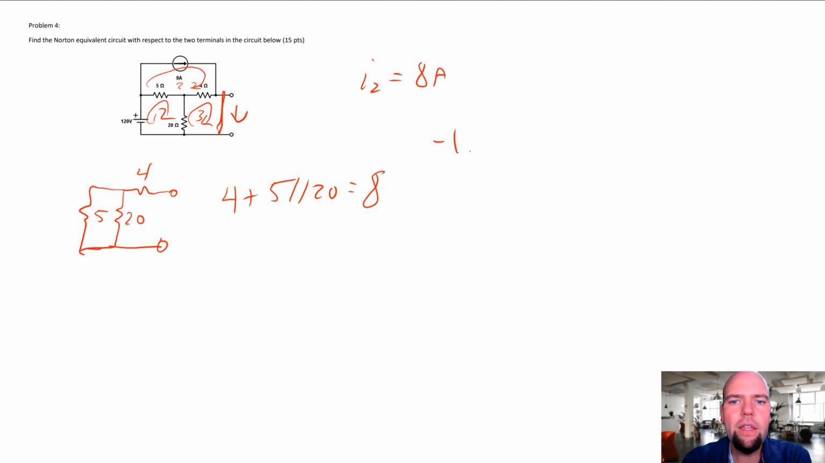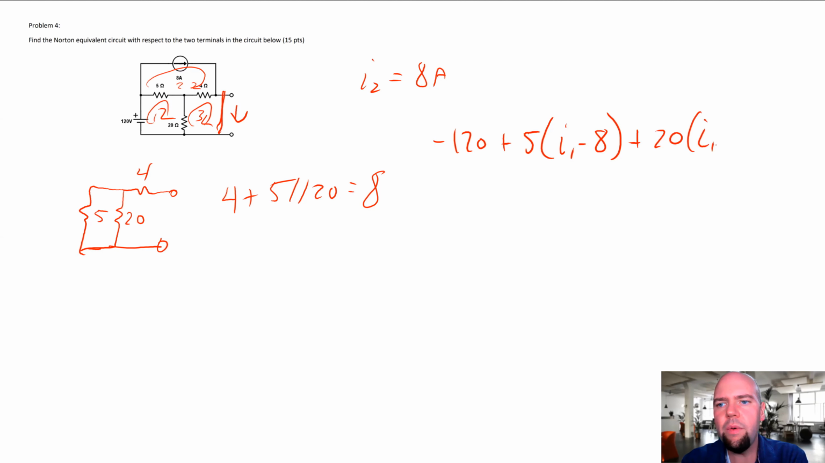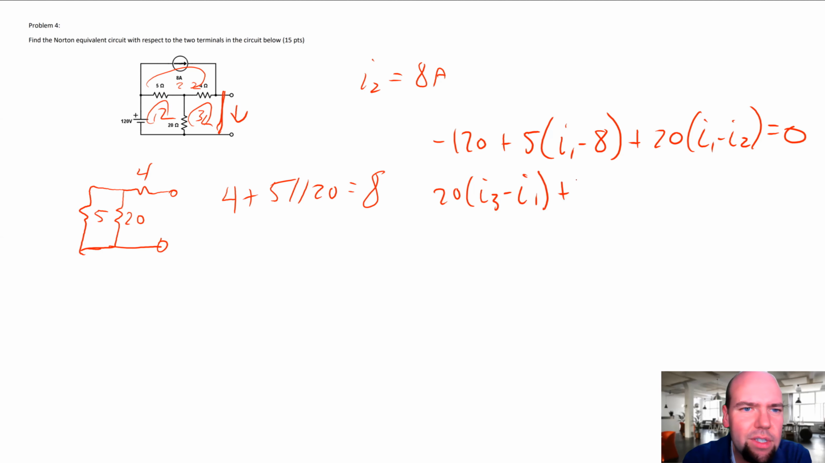We'll see. Negative 120 plus 5 times I1 minus 8 plus 20 times I1 minus I2 equals 0. And then around equation 3, we have 20 times I3 minus I1 plus 4 times I3 minus 8 equals 0.